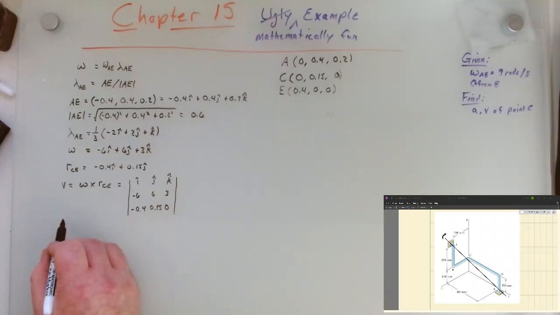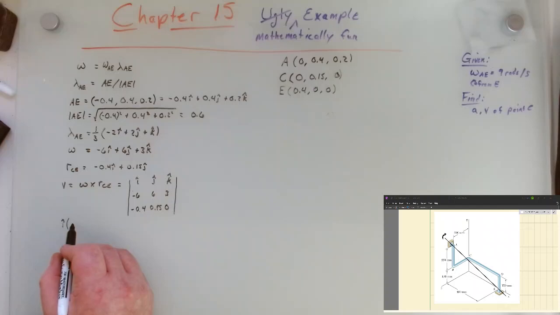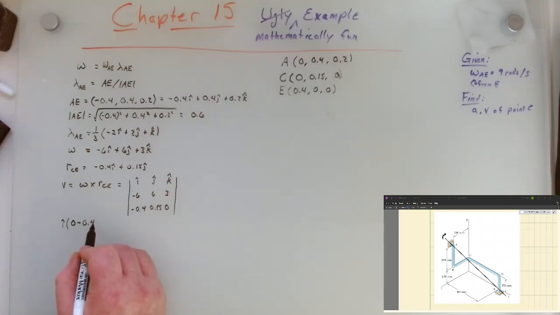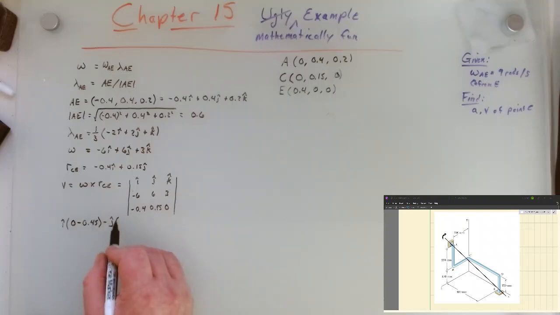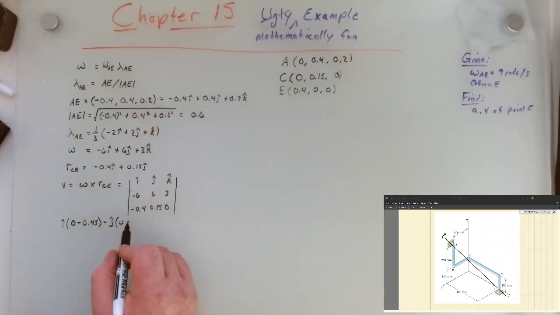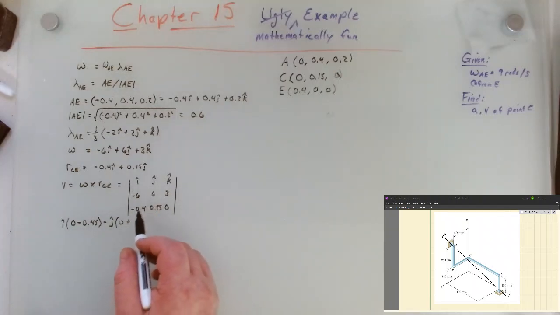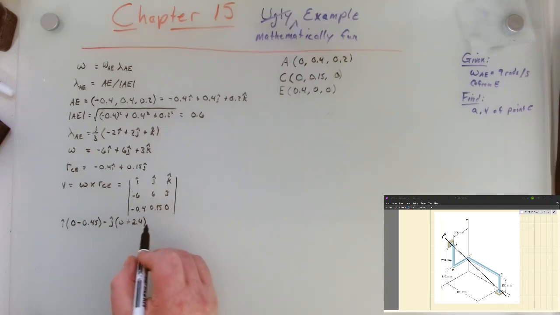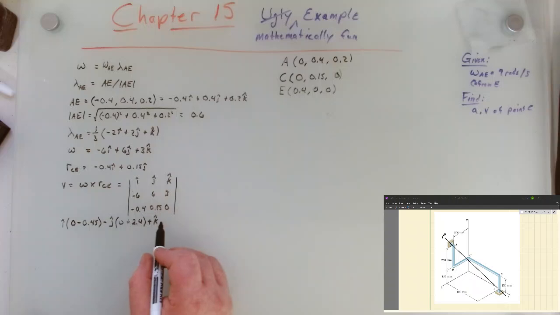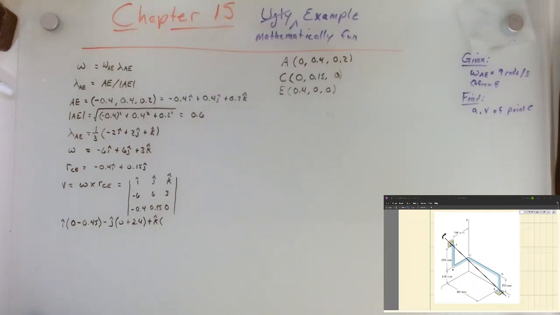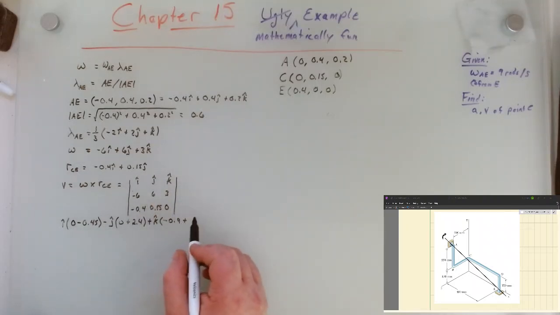So the i direction, what do we have? We have 6. So 6 times 0 is 0, minus 3 times 0.15 is 0.45. Then minus in the j direction, we have minus 6 times 0 is 0, 0 minus, and then minus 0.4 is plus, and then that is 2.4. Okay, and then plus k direction, we have minus 6 times 0.15, which is 0.9, so minus 0.9, and then minus and minus is plus, so 2.4.